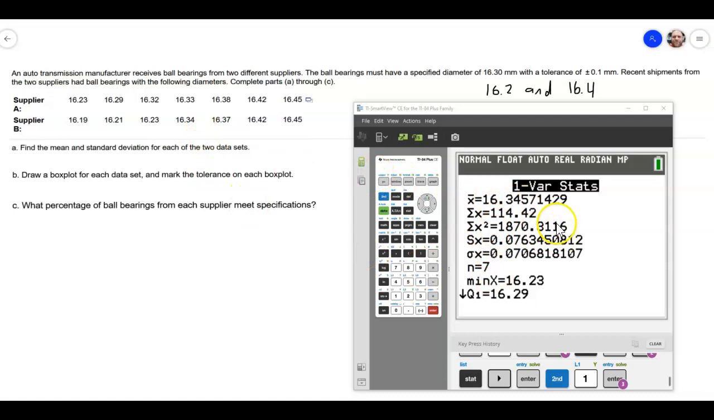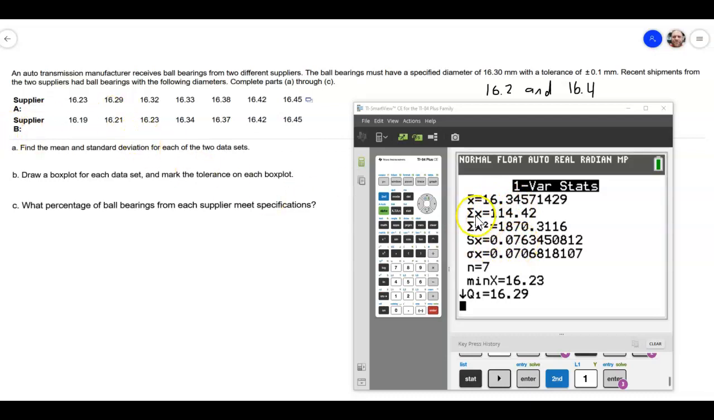And for the standard deviation, they want this Sx right here. That's the sample standard deviation, and that's usually the one that they're going to ask for. If they ever ask for the population standard deviation, that's the one right underneath it, but this is less common. We only use that population standard deviation when our sample is the entire population, which is not very common in the world of statistics. All right, so this is the one that we're going to use. So our sample standard deviation, or just in this case, our standard deviation is going to be 0.08 for our supplier A. So 16.35 and 0.08.